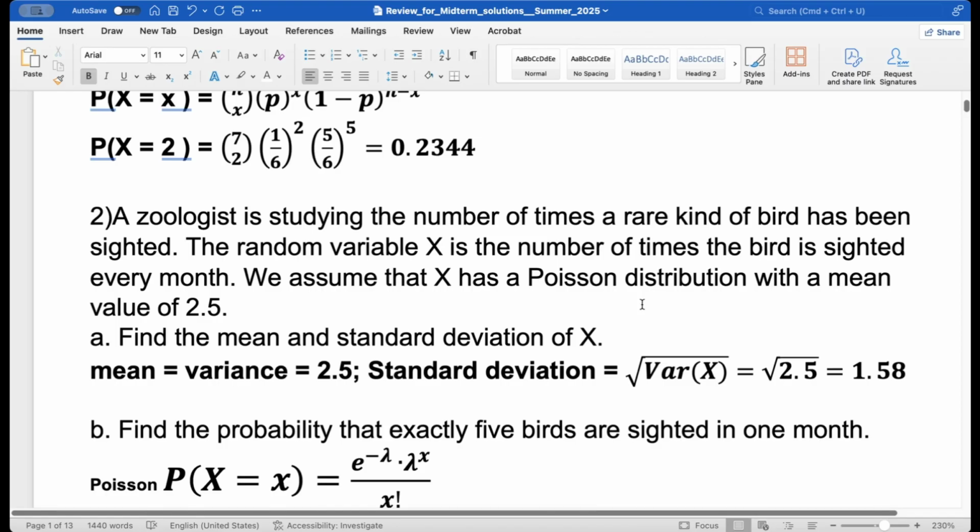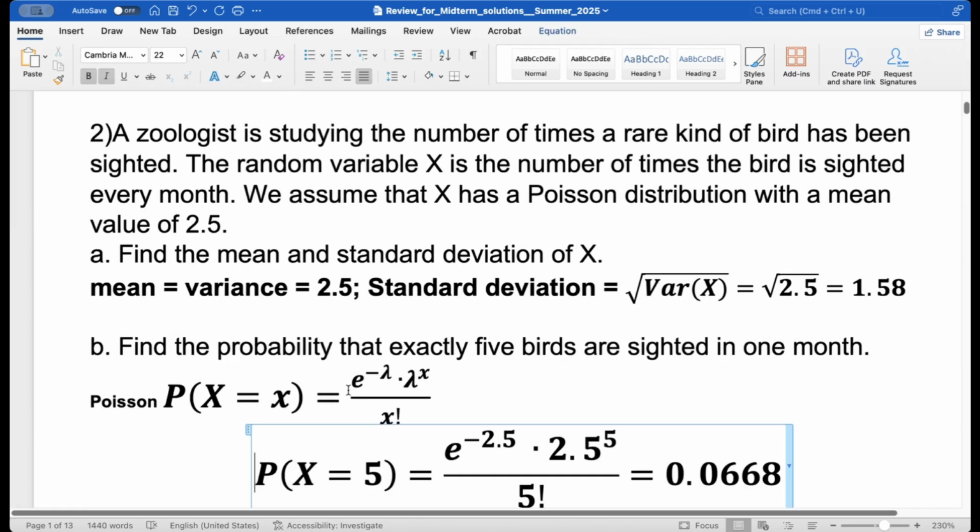All right, now, find the probability that exactly 5 birds are sighted in 1 month. So we're using the Poisson distribution, probability mass function, probability that x equals x is equal to e to the minus lambda times lambda to the x over x factorial. Lambda is 2.5, and x is going to be 5.